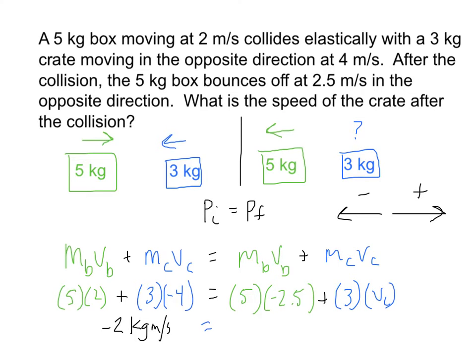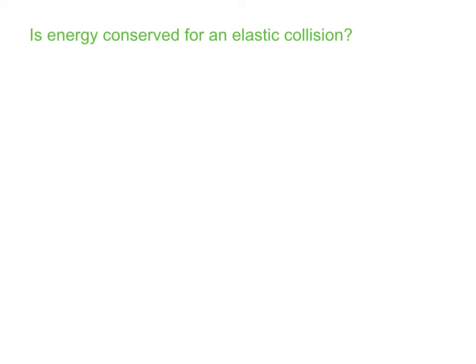When we multiply 5 times negative 2.5, we get negative 12.5. And we are left with 3 times VC. After we do our math and solve, we see that the final velocity of the crate is equal to 3.5 meters per second. And it comes out to be positive, which means that the crate is moving to the right after it bounces off elastically. Now we're done with the problem, but let's ask ourselves, is energy conserved for an elastic collision?